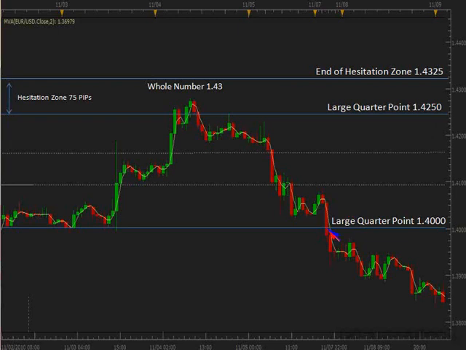Just an example there, a practical, real-life example from the last few days, of how a trader could have prepared themselves for what may be coming in the near future and take advantage, obviously, of these large quarter moves.